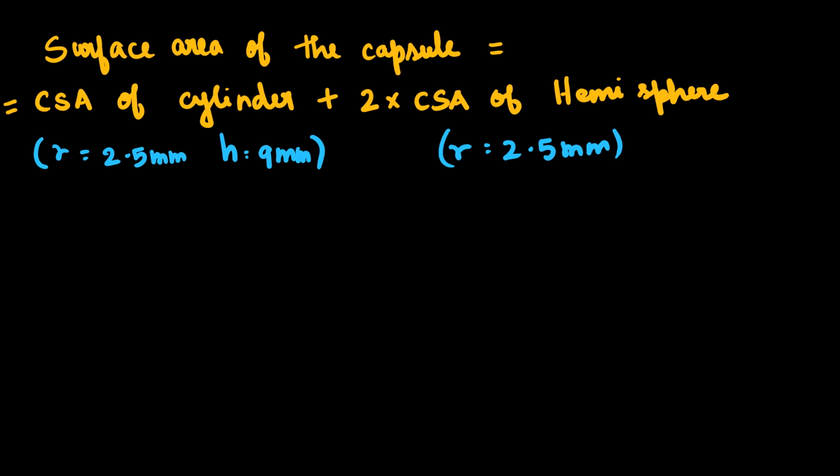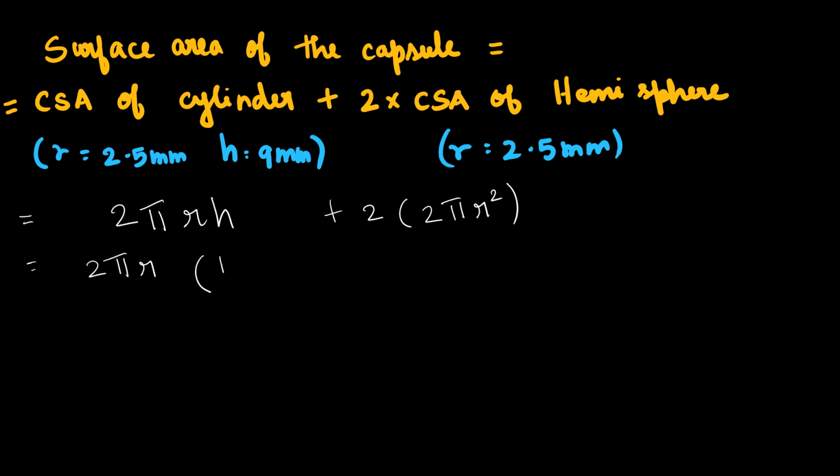Now I am going to write the CSA of the cylinder is 2 pi r h, plus 2 into the curved surface area of the hemisphere, which is 2 pi r square. So we can take 2 pi r out. When you take 2 pi r out, you will get h plus, what is the remaining? 2r. Here 2 is the remaining, and another r will be there, right?